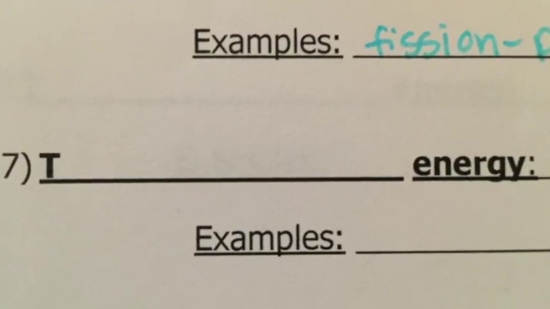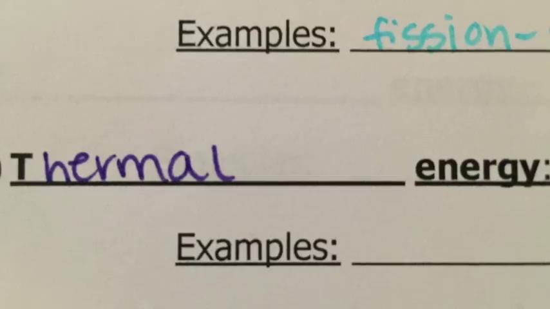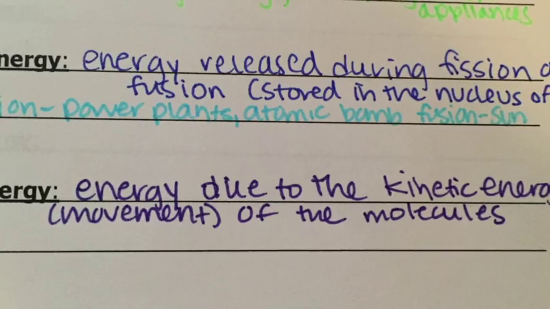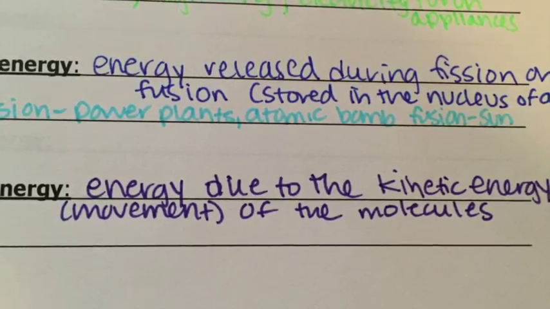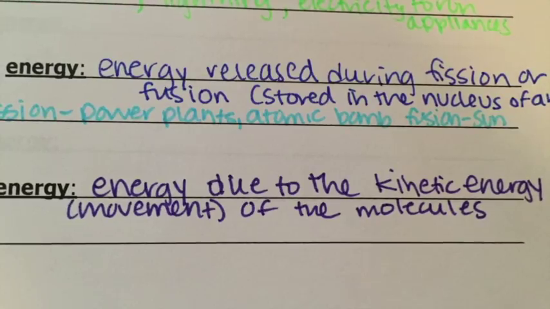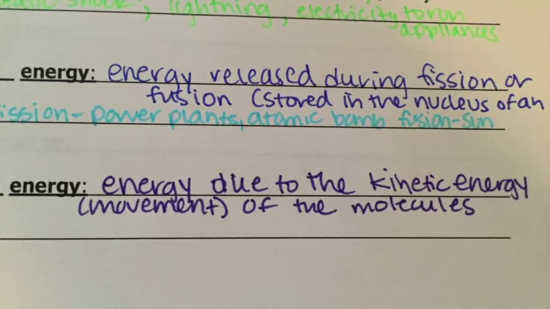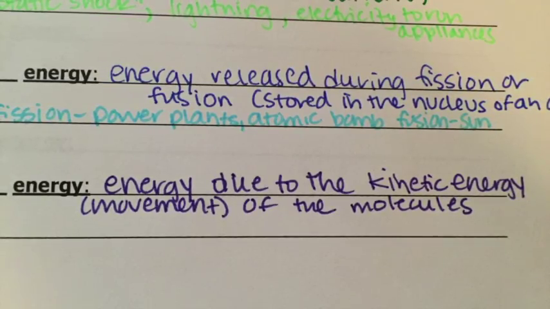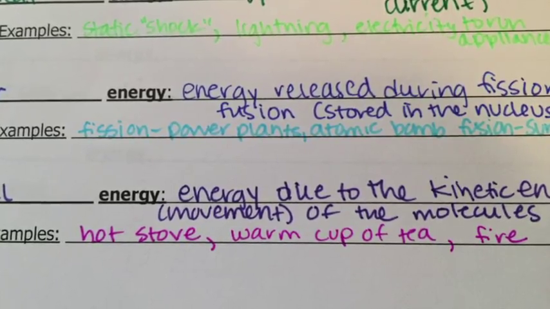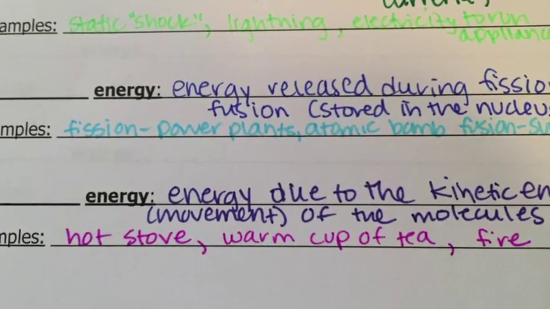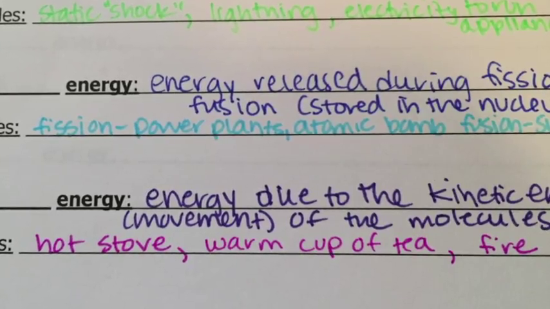Our last example is our T, and that's for thermal energy. And thermal energy has to do with how hot or cold something is. But scientifically, we call that the energy due to the kinetic energy or the movement of the molecules. The faster our molecules are moving, the warmer something is. And so our thermal energy really has to do with how fast our particles or our molecules are moving. So examples of things with thermal energy would be a hot stove, a warm cup of tea, a fire. Anything that's hot or warm to the touch has thermal energy, but really all molecules have thermal energy because they're all moving.